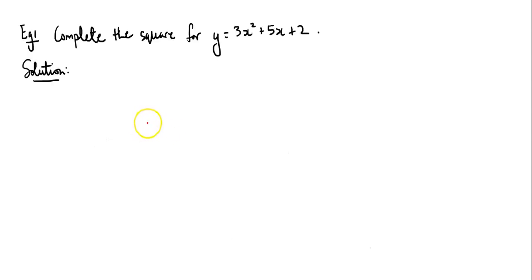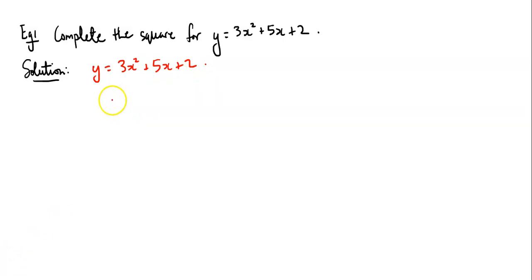In this video, we'll be looking at completing the square. Example 1: Complete the square for y is equal to 3x squared plus 5x plus 2. So we have y is equal to 3x squared plus 5x plus 2.